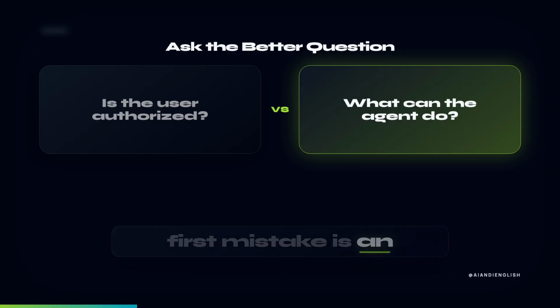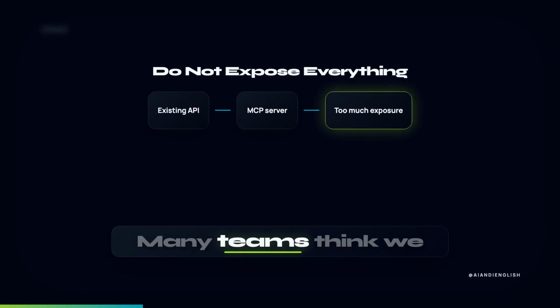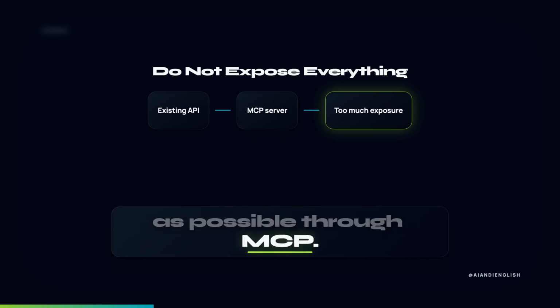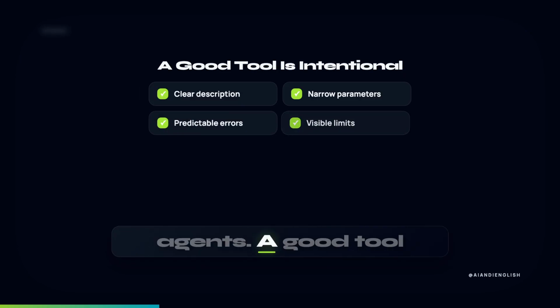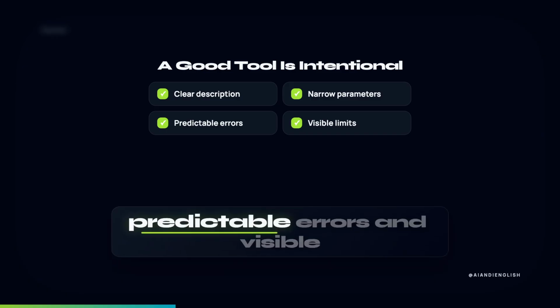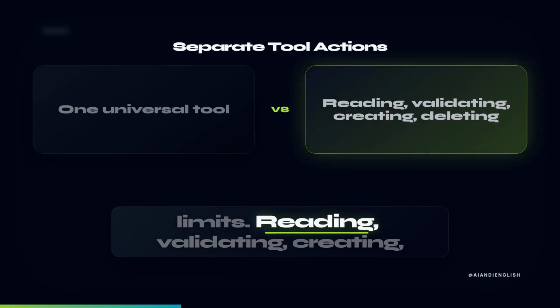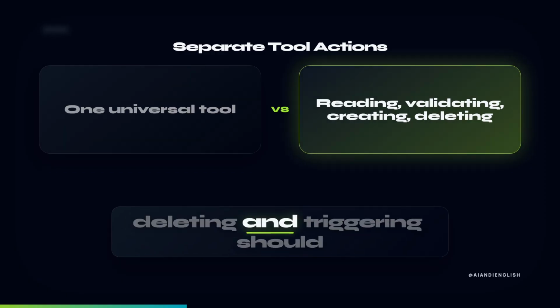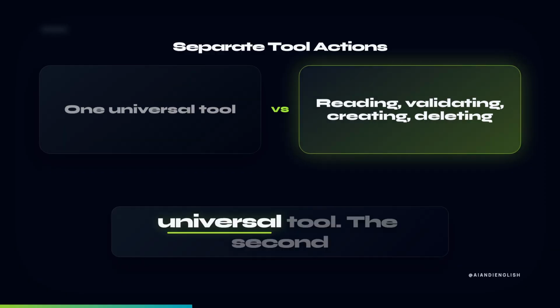The first mistake is an overly broad tool surface. Many teams think, we have an existing API, so we should expose as much of it as possible through MCP. That is dangerous for agents. A good tool is not just an endpoint. It is an intentional action with a clear description, narrow parameters, predictable errors, and visible limits. Reading, validating, creating, deleting, and triggering should not blur into one universal tool.